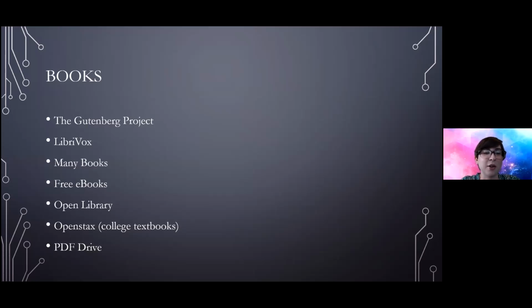And then books. So if you like to read free books, or if you're always looking for more ebooks, you've got the Gutenberg Project, which is digitizing bunches of titles that are no longer in copyright. LibriVox, you can get ebooks and listen. Many books, free ebooks, Open Library, and then OpenStax is pretty cool because it's an open source kind of website specifically for college textbooks. They don't have everything, but they've got a pretty decent selection. And then PDF Drive is another way that you can just access or read ebooks.